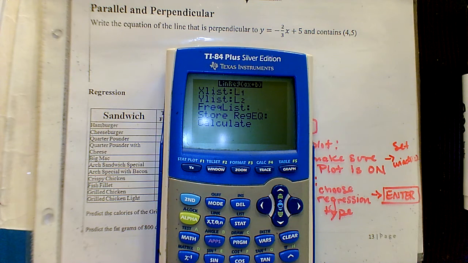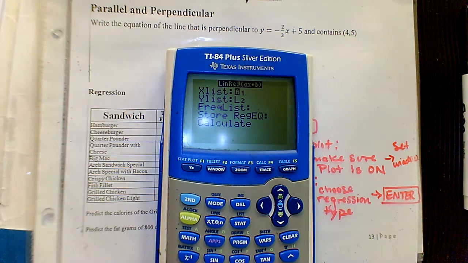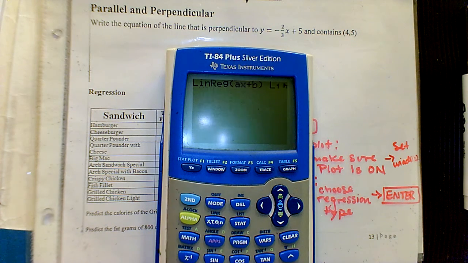Again, your calculator just wants to confirm that the x's are in L1 and the y's are in L2. Okay, we're good to go there. So we'll just keep hitting enter down to calculate. And your calculator should eventually give you the equation with some values. Do your values match mine? Yes. We all have the same data, so we all should have the same numbers.